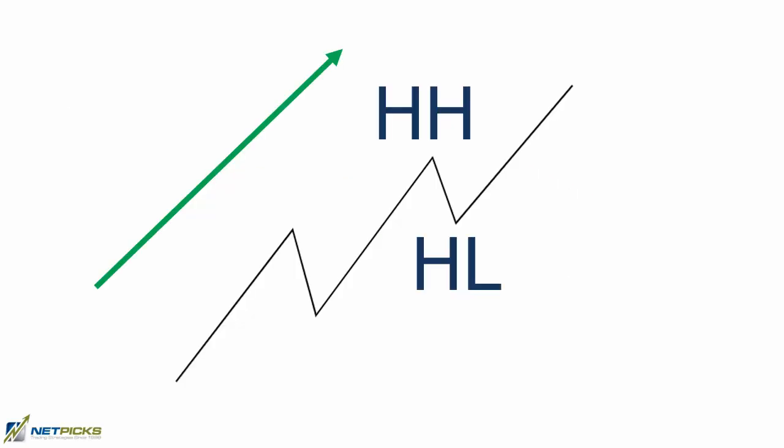I would also ensure, though, that price is making a higher high for an uptrend or a lower low for a downtrend. So using price action along with a trading indicator is, in my opinion, one of the best ways to use a trading indicator. Okay, I would not simply just use a cross of the line as a signal.